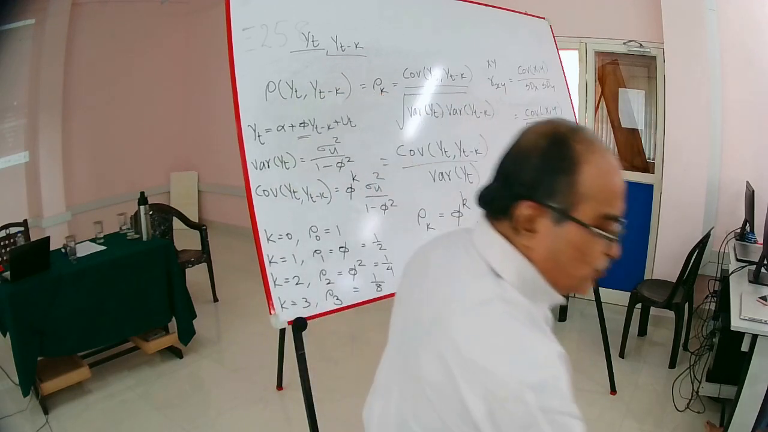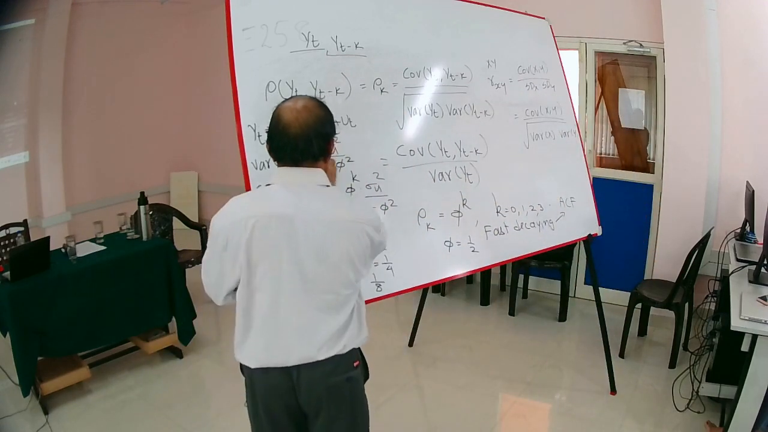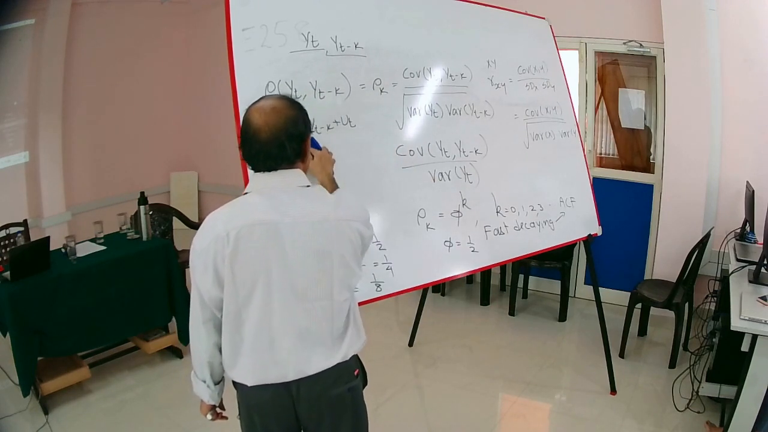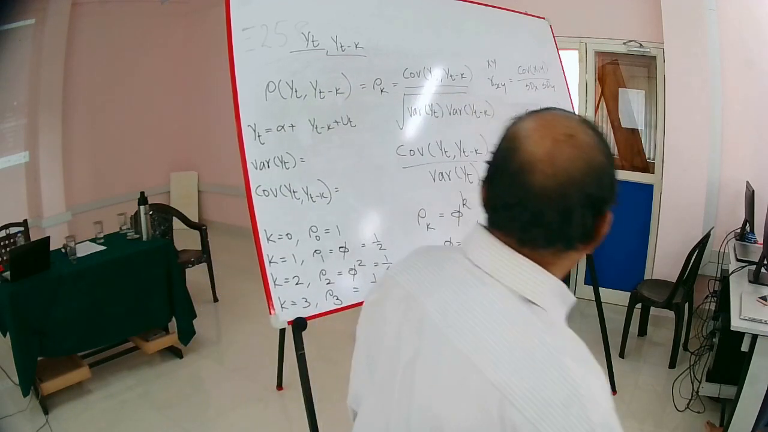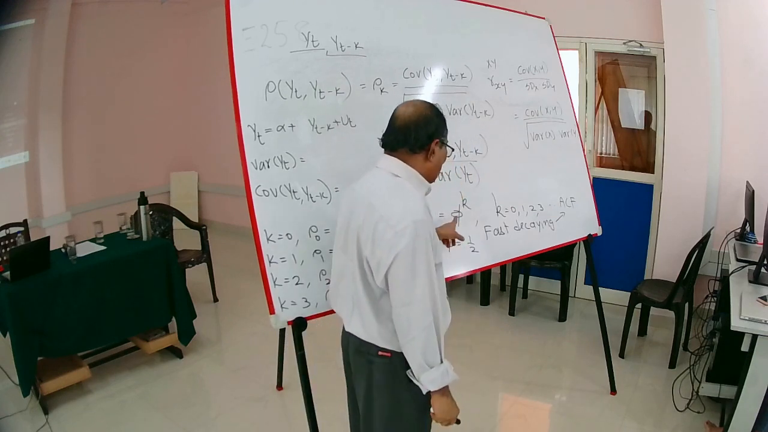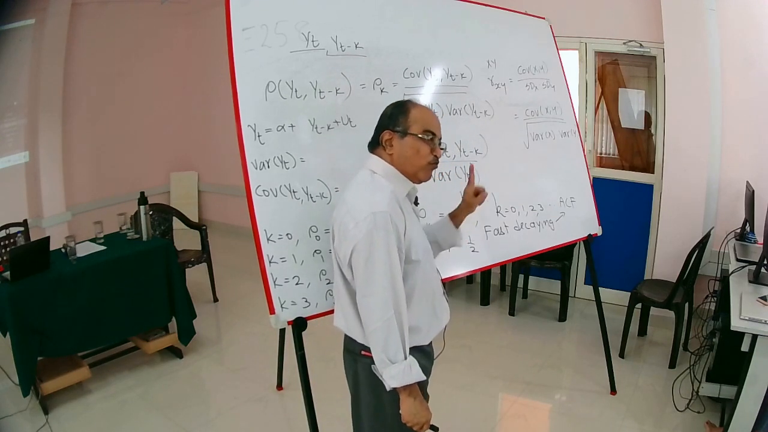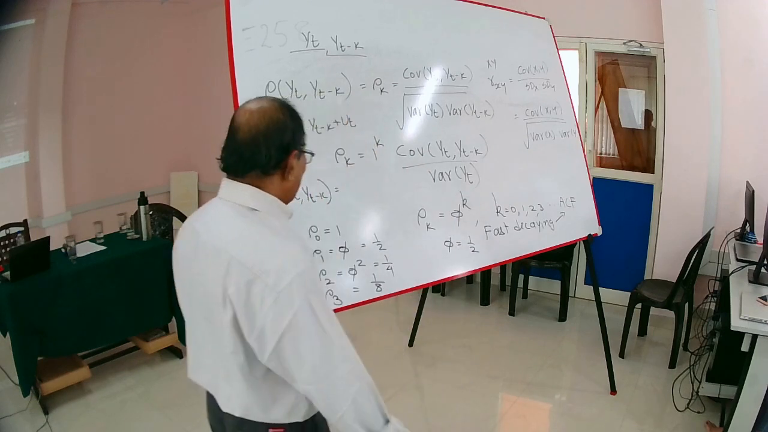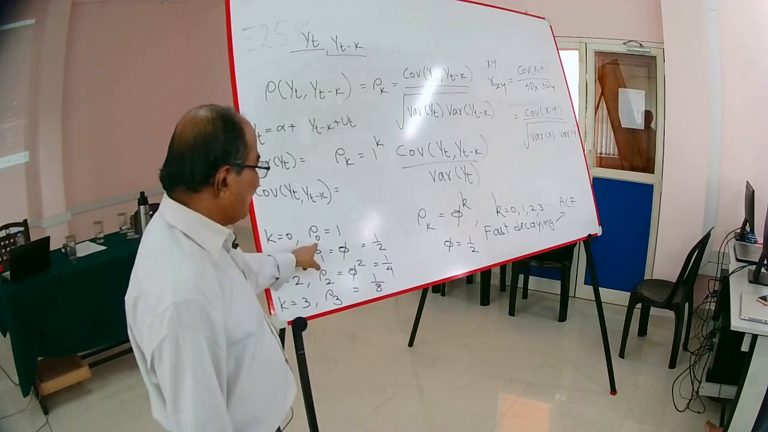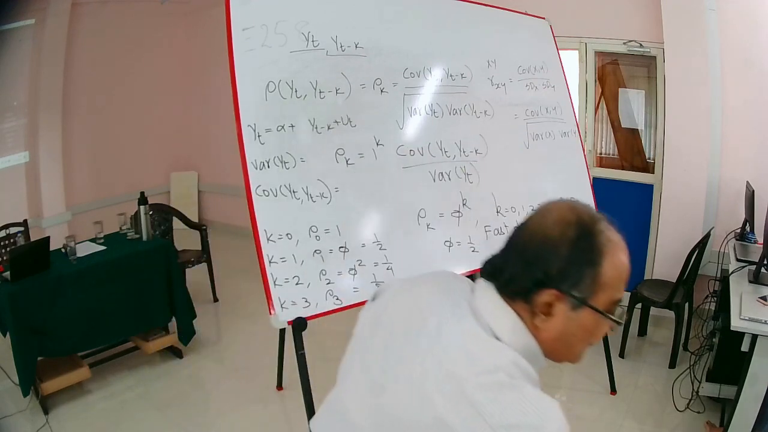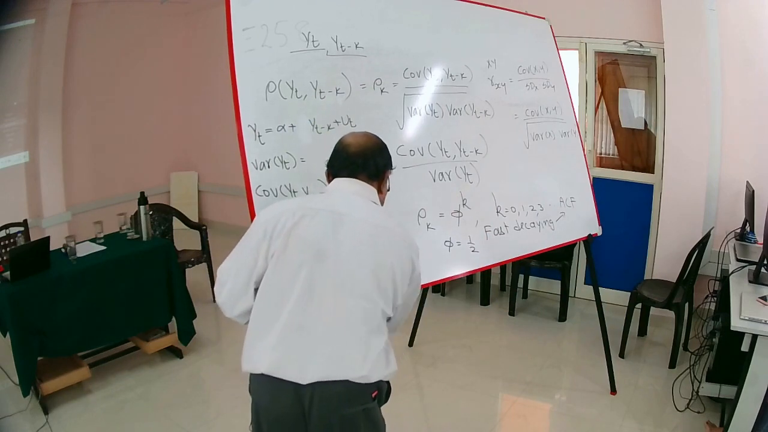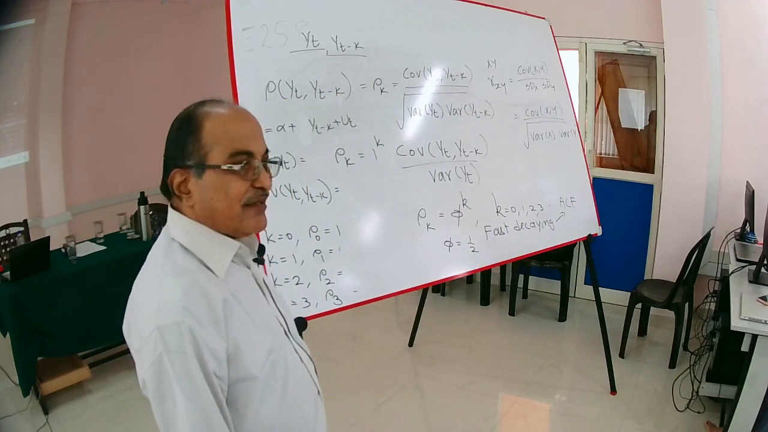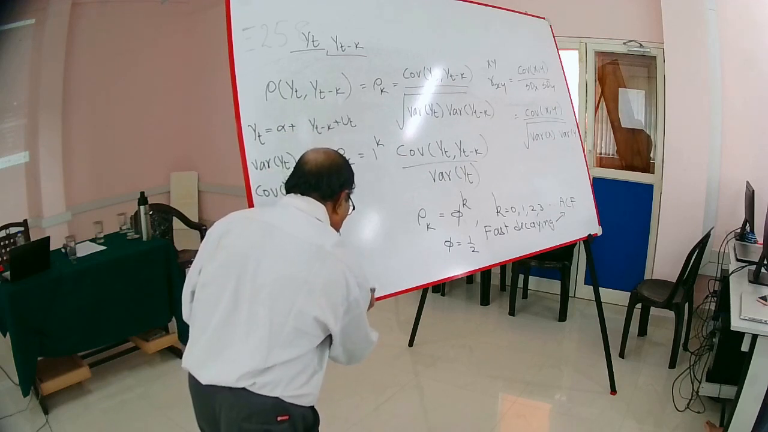Got it? Now, what about a non-stationary process? In a non-stationary process, phi is equal to 1, right? So, rho k is equal to phi power k, where phi is equal to 1. So, we are getting rho k is equal to 1 power k. Now, when k is equal to 0, rho 0 is equal to 1. When k is equal to 1, rho 1 will be equal to? Whatever be the value of k, the autocorrelation coefficient will always be equal to 1.